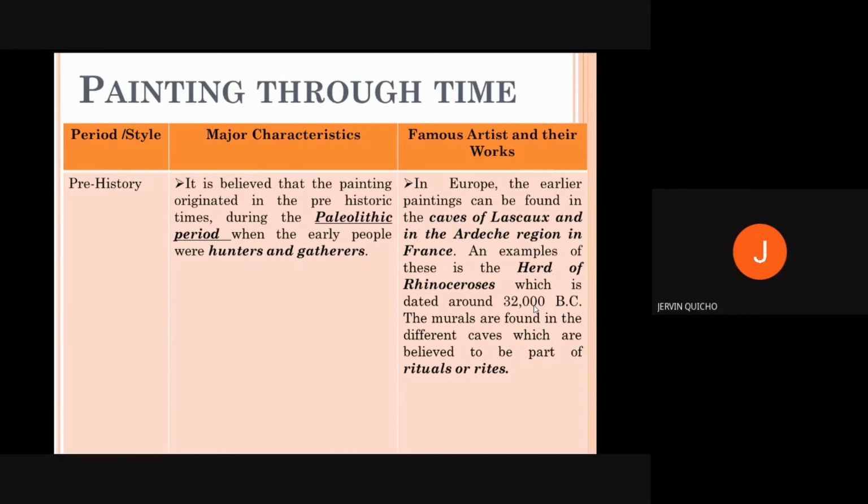Next, we have the major characteristics, which is the Paleolithic period. The major characteristic observed during that time is that early people were hunters and gatherers. While on the famous artists, we have the caves wherein we found the herd of rhinoceroses, dating back 32,000 before the Christian era. They believe that these caves were part of rituals and rites, the murals and other things inside the caves that were painted right on the wall of the caves.